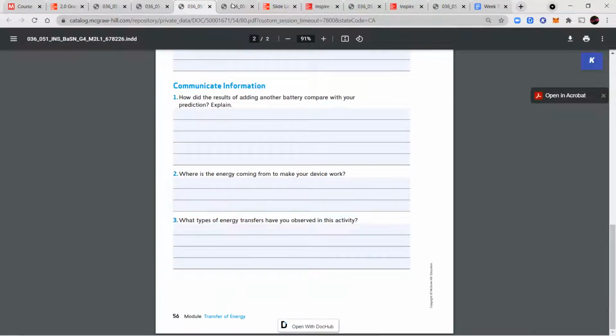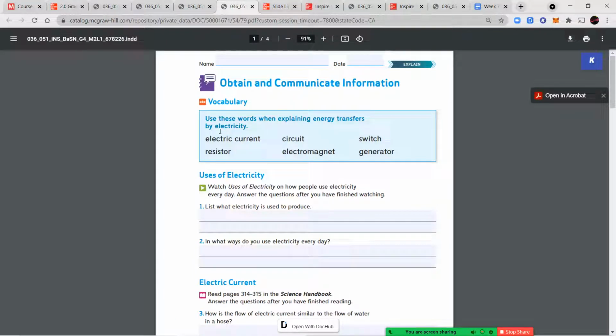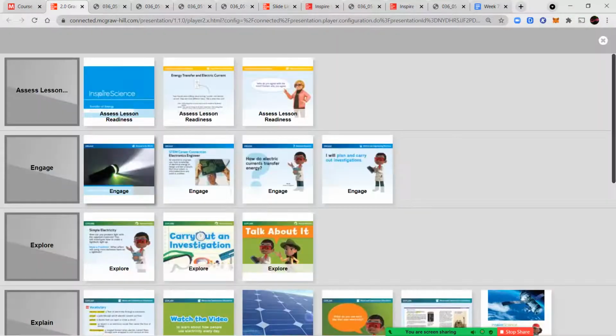Now, after we've completed this, we're going to jump into our next page and we're going to talk about our vocabulary words. So the vocabulary words we're going to focus on are electric current, circuit, switch, resistor, electromagnet, and generator. So when you made your prediction about the effects of using more than one battery to light up the bulb, did you use any of your science words? As we continue to discover more about electric currents, you're going to learn several words that'll help you explain transfers of electrical energy much more clearly. Let's take a look at our vocabulary words and go over their meanings together.